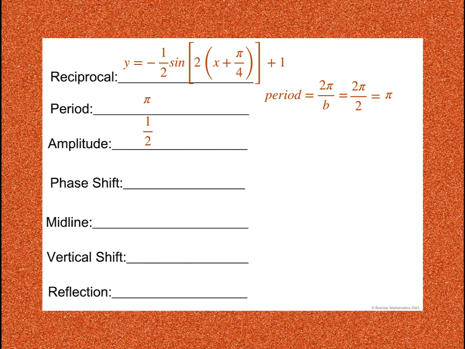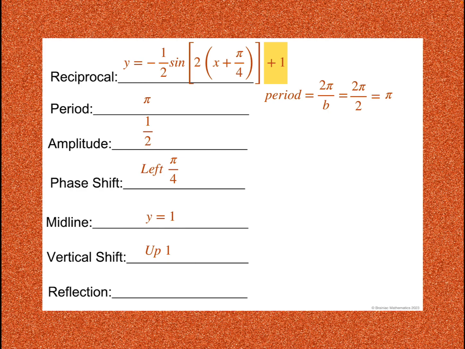Then we're going to find our phase shift. Our phase shift is determined by our c value. Our c value here is π/4, which is positive, so that means we're going to go to the left, π/4. Our midline is y equals d, so in this case, since d is 1, that would be y equals 1. Our vertical shift is moving up or down, and that's also determined by our d value. Since d is +1, our vertical shift is up 1.